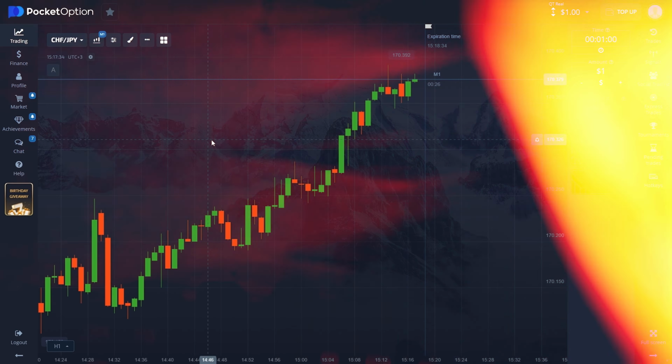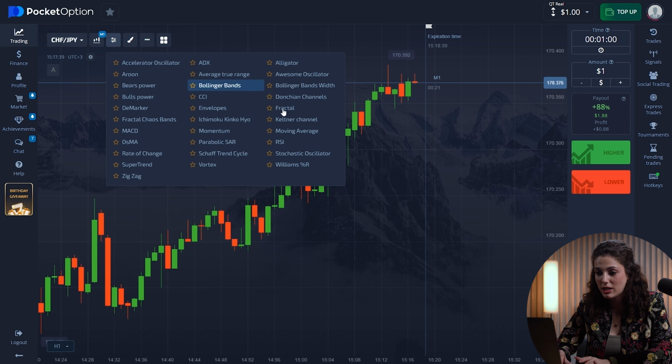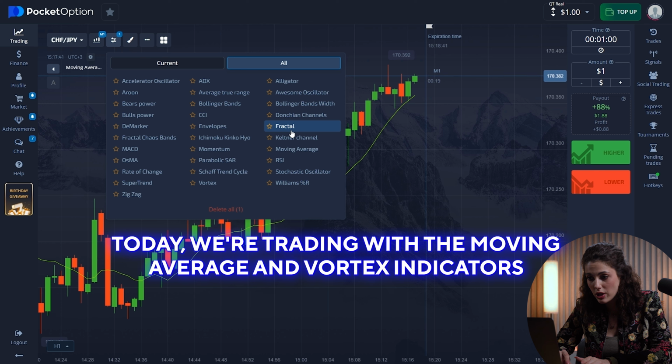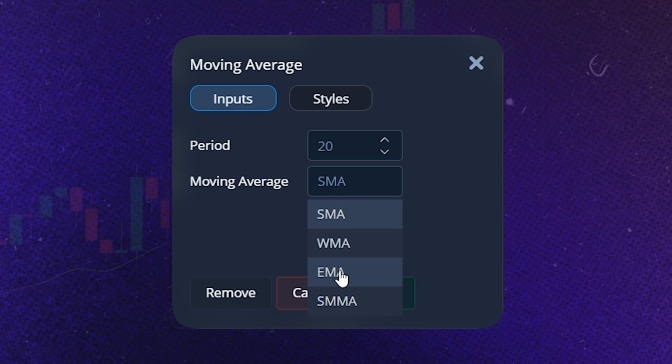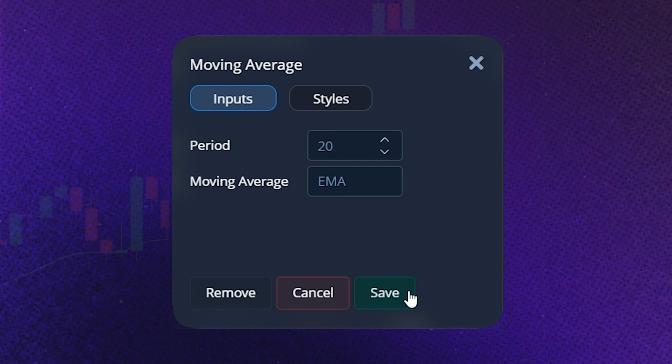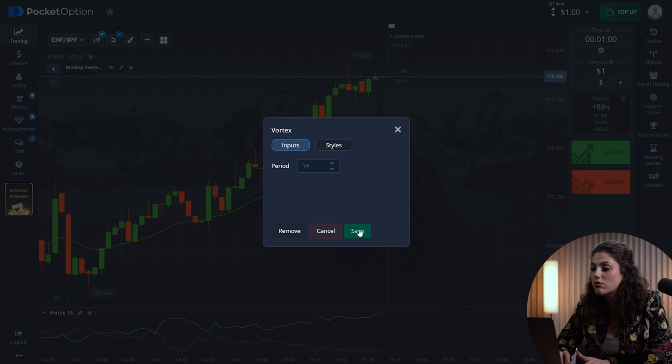Let's get started. Before we start trading, we need to add some indicators to our trading terminal. We'll use the moving average line and the Vortex indicator. Open the settings for the moving average line. Set the period to 20. Change the moving average type to EMA. Save the settings. We won't change any parameters in the Vortex indicator and will keep the default values.